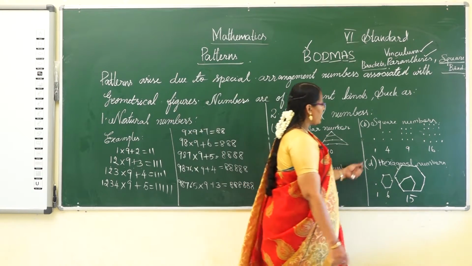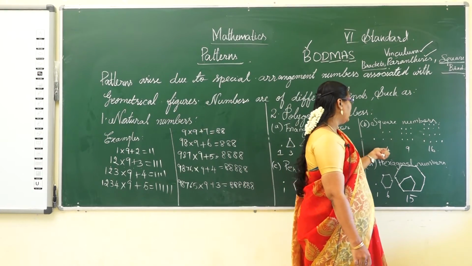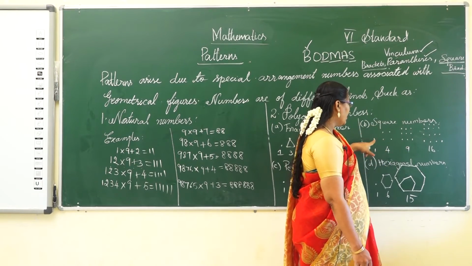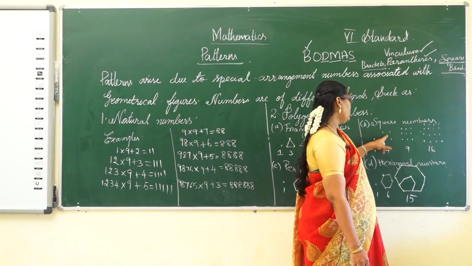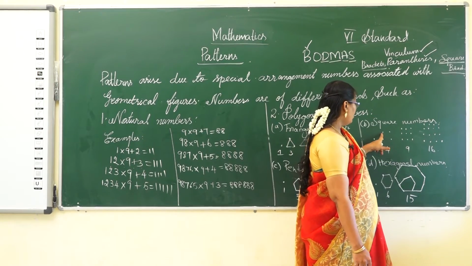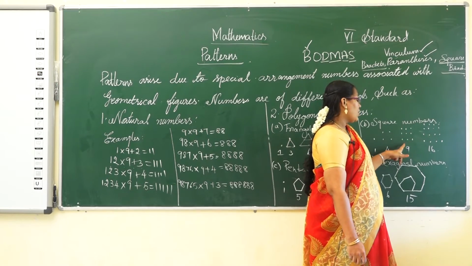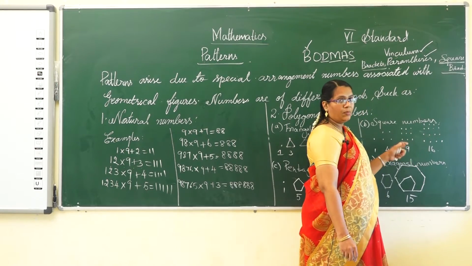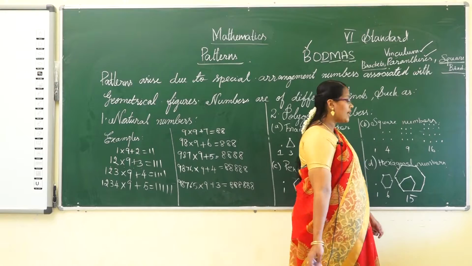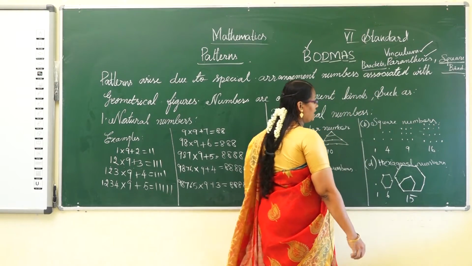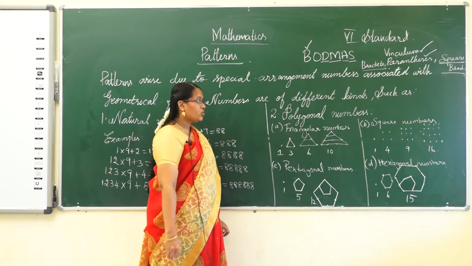Next one, square pattern. The square pattern is squaring the values, squaring the dots. Square numbers: 1, and next 2 squared is 4. Next, 3 squared, 3 multiplied by itself, 3 threes are 9. And next is 4 squared. So the pattern is 1, 4, 9, 16.